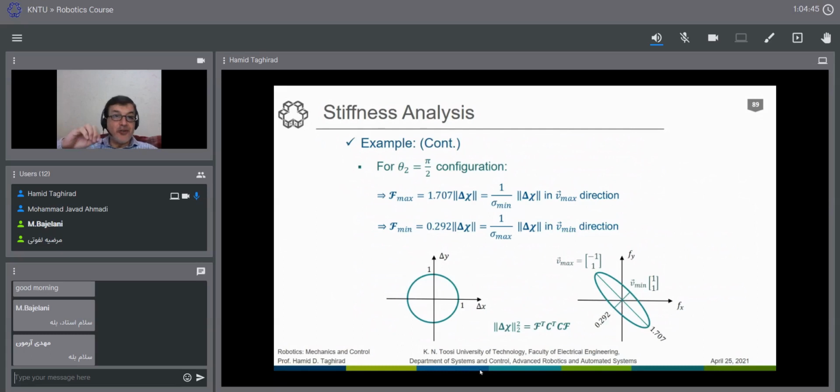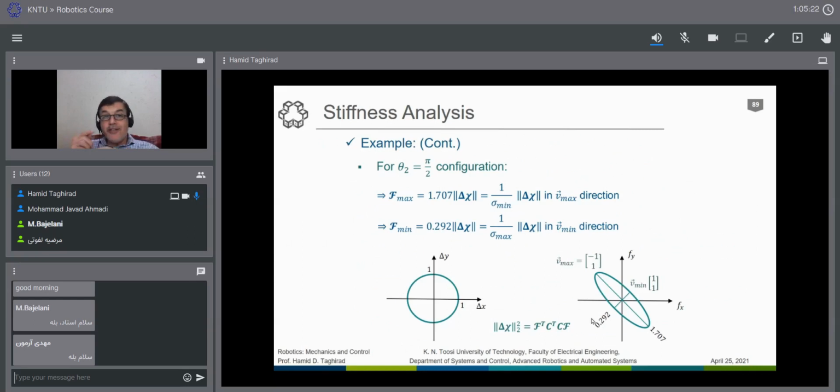The structure of the robot is somehow in some direction, as you see, 1 and 1 and minus 1 and 1, these two, 45 degree and 135 degree. If we act a force on this direction, we have the maximum deflection coming out of here. As you see, the maximum deflection would be 1.7. And if we have force on this direction, we have the minimum amount of deflection on this system. And if there is something between these two, we have something between these two.